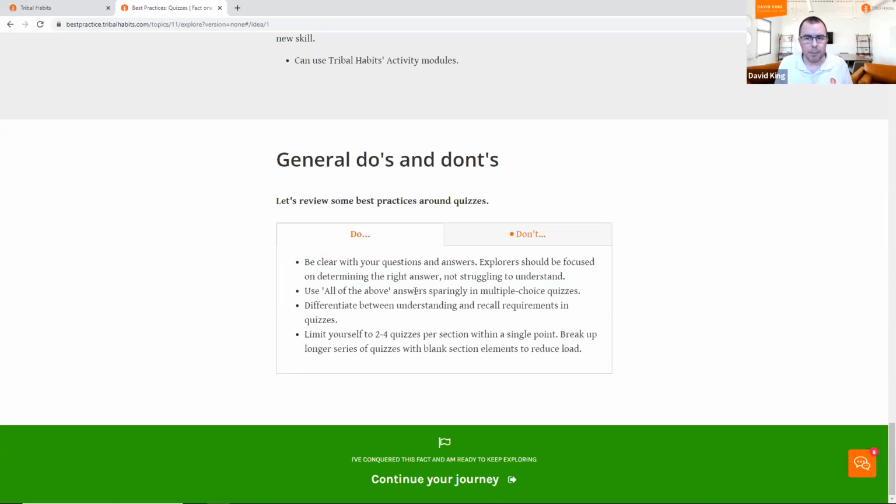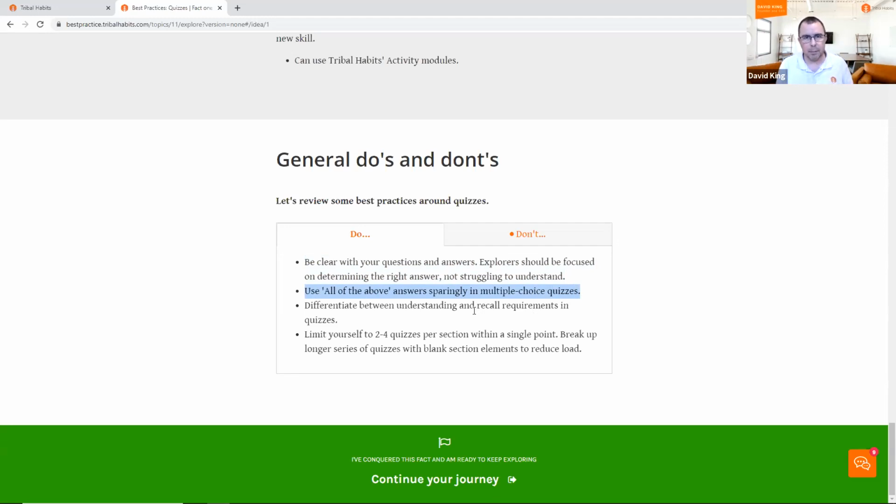Next, use all of the above answers really sparingly in multiple choice quizzes. I'm not a huge fan of having a multiple choice quiz that has 3 things and then an all of the above. Almost every time I see one of those quizzes, the answer is all of the above. And learners know that too. It's not really a test for them. It's not really achieving anything.